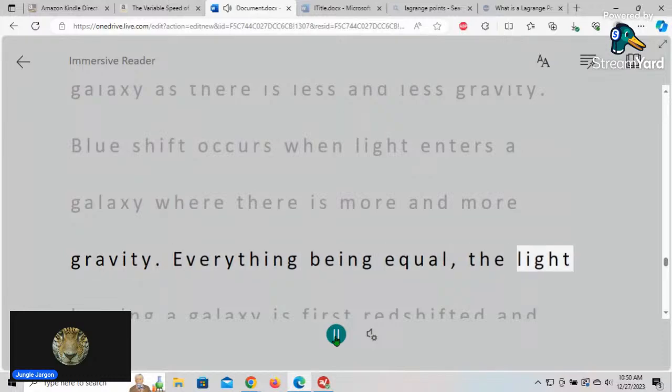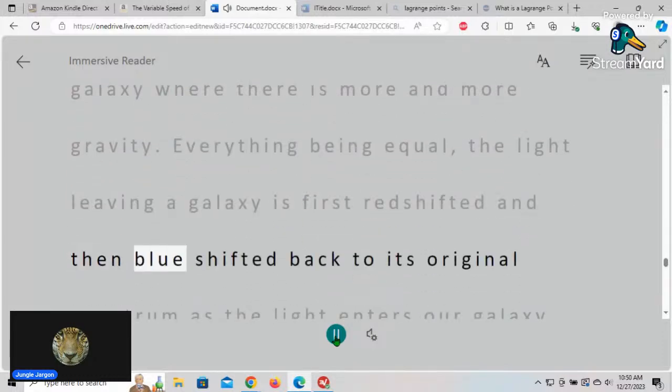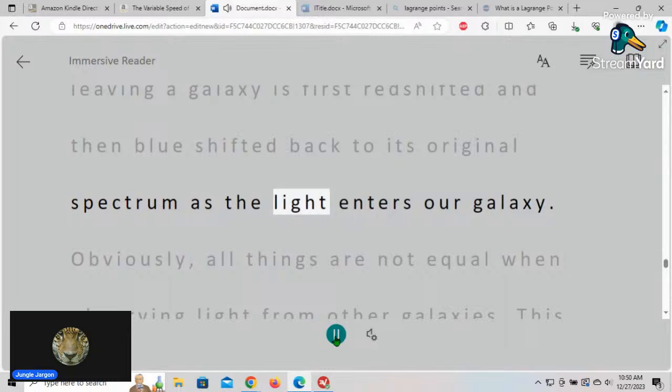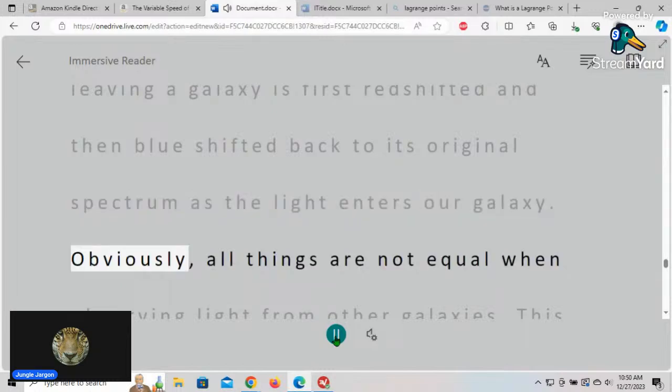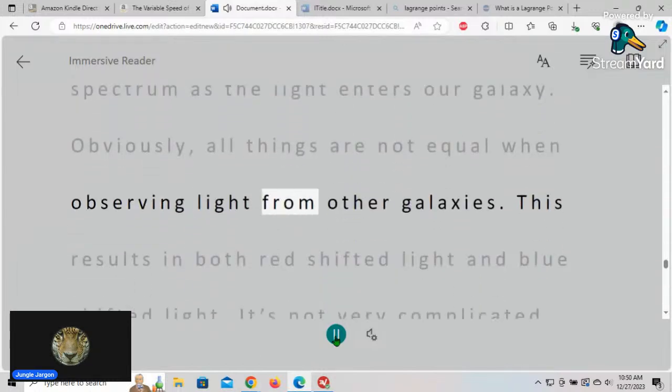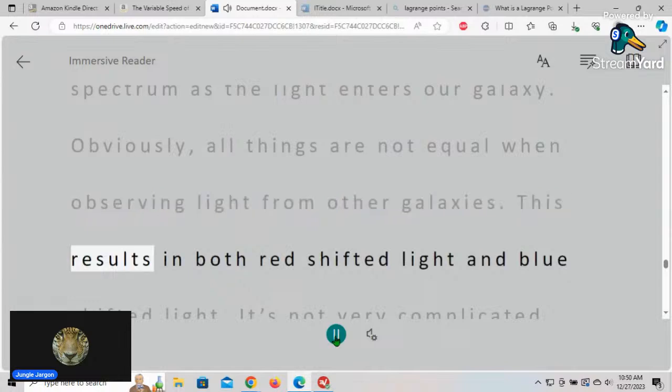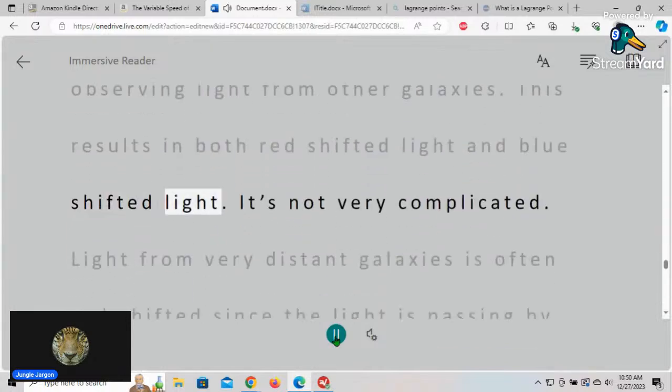Everything being equal, the light leaving a galaxy is first redshifted and then blue shifted back to its original spectrum as the light enters our galaxy. Obviously, all things are not equal when observing light from other galaxies. This results in both red-shifted light and blue-shifted light.